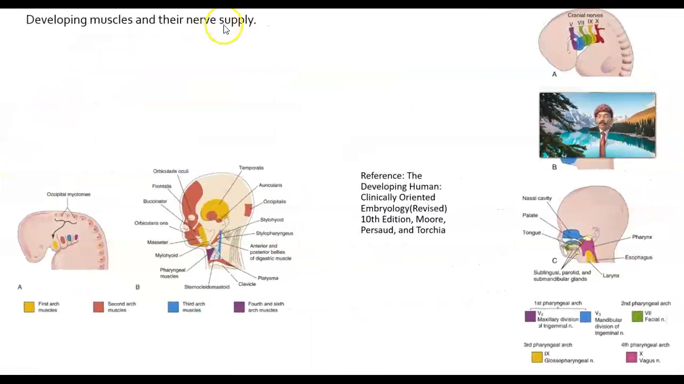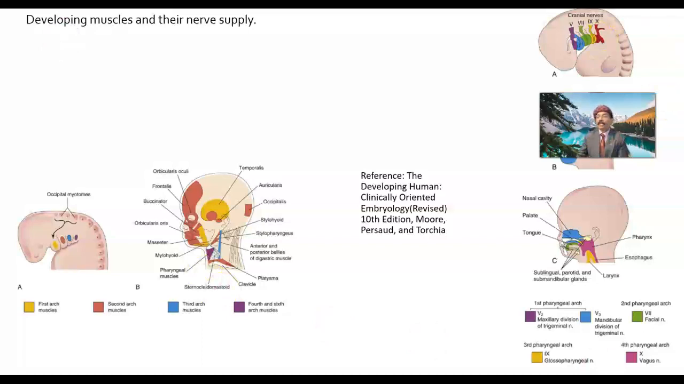Developing muscles and their nerve supply. These are the muscles derived from the first arch: muscles of mastication, mylohyoid, like that. Muscles of facial expression come from the second arch. From the third arch, we have only one muscle, the stylopharyngeus. From the fourth and sixth arch, we have the muscles of the larynx, the intrinsic muscles, and the cricothyroid muscle. They come from the pharynx. Also, they contribute to the formation of the pharyngeal constrictor muscles.